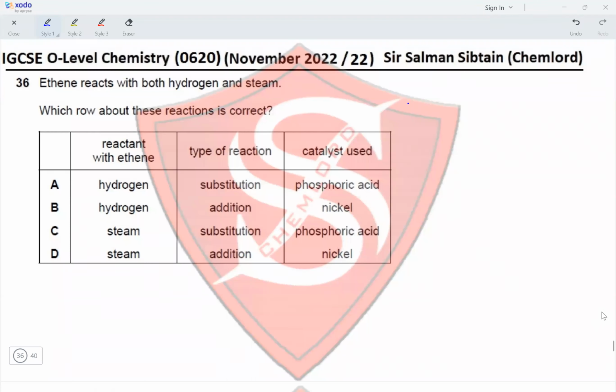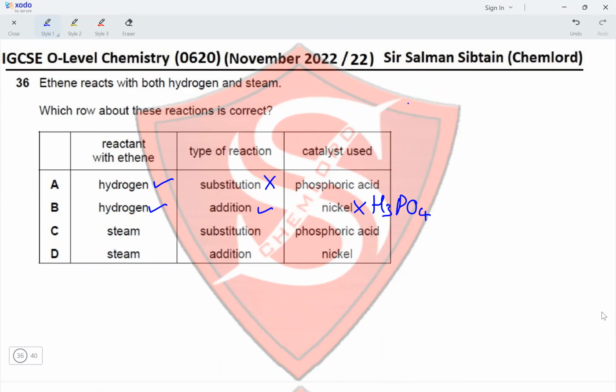Question 36. Ethene reacts with both hydrogen and steam. Which row about these reactions is correct? Reaction with ethene, reactant with ethene would be hydrogen. The type of reaction would be addition, not substitution. So A is eliminated. And the catalyst would be nickel. No, this is incorrect. The catalyst would be H3PO4. So options A and B are both wrong.